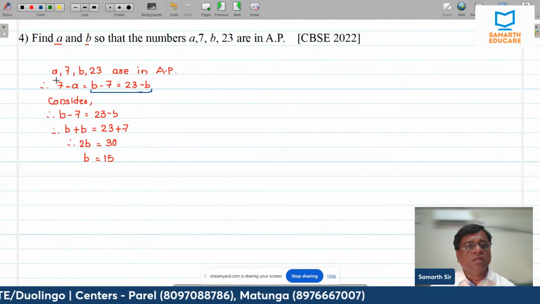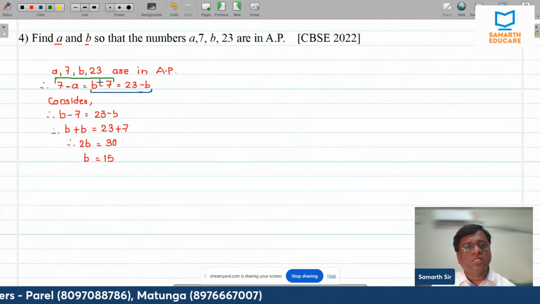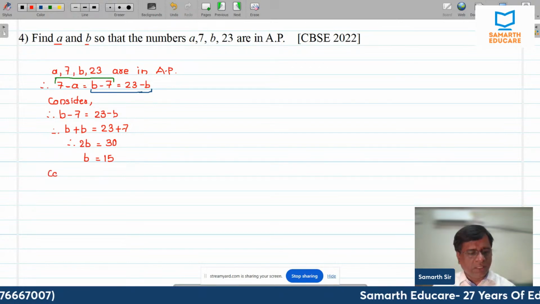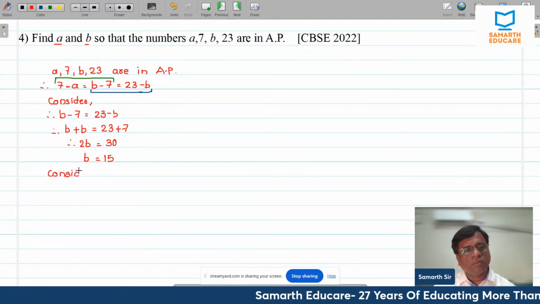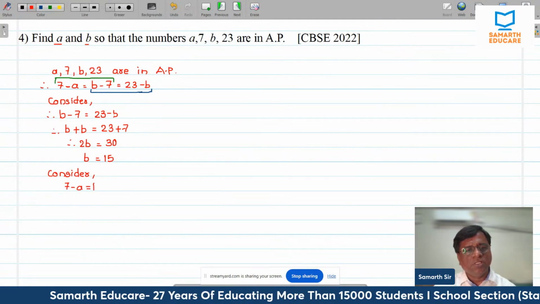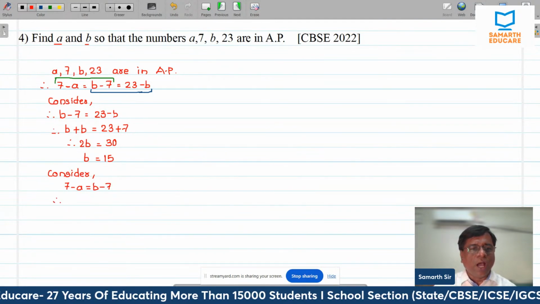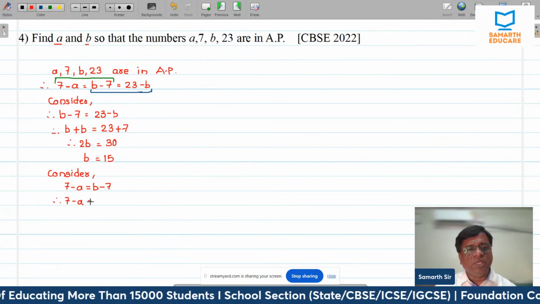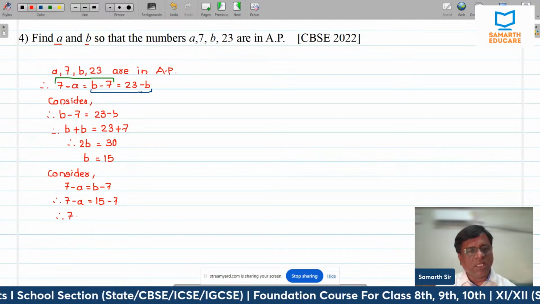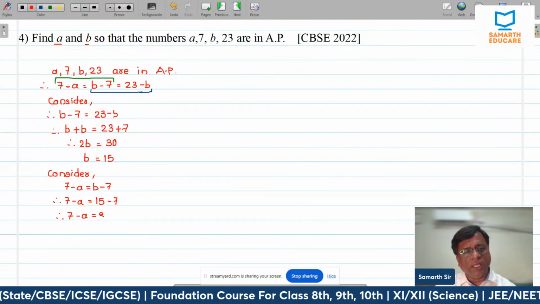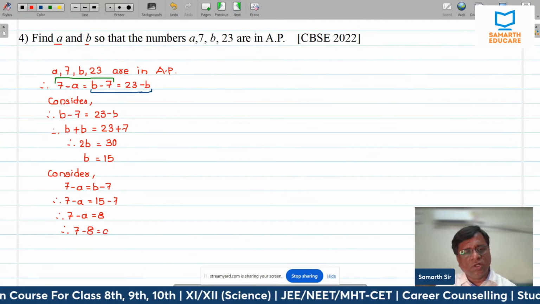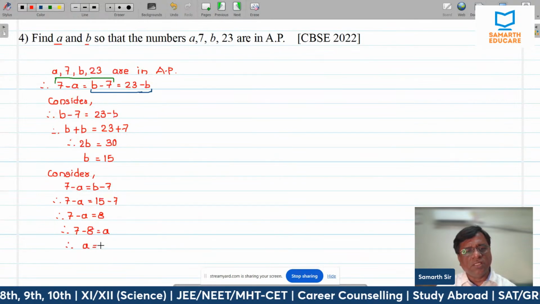Now if I consider this part, let me consider 7 minus a is equal to b minus 7. Right now I know the value of b. b is 15, minus 7. So we have 7 minus a is equal to 8. Okay, 7 minus 8 is equal to a. That means the value of a is minus 1.